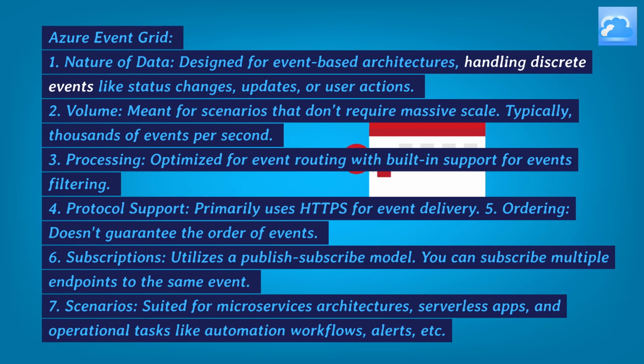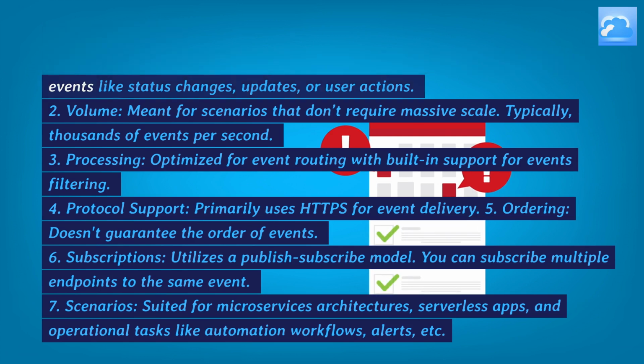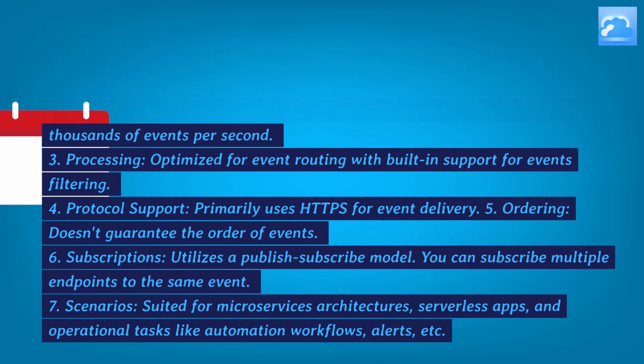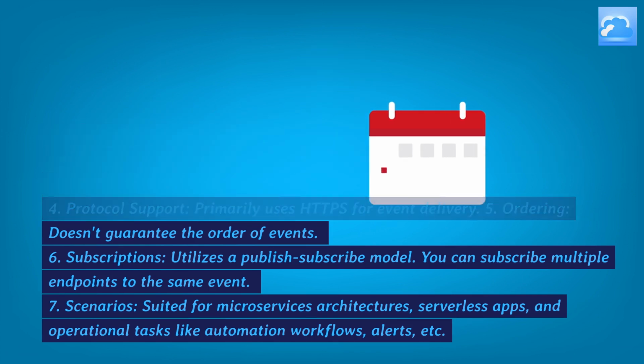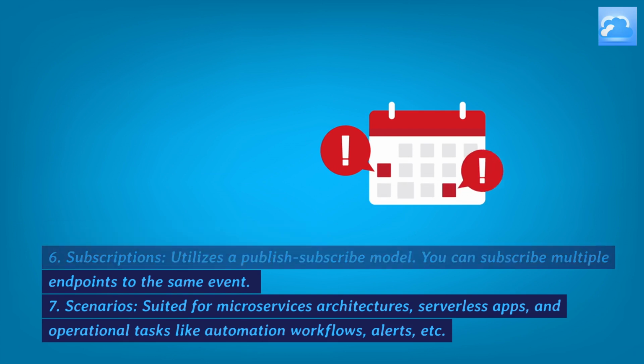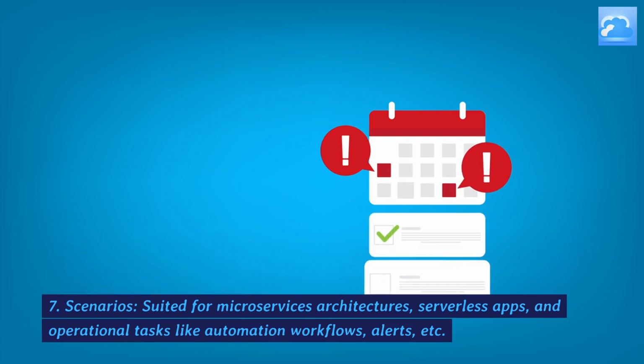4. Protocol support. Primarily uses HTTPS for event delivery. 5. Ordering. Doesn't guarantee the order of events. 6. Subscriptions. Utilizes a publish-subscribe model. You can subscribe multiple endpoints to the same event. 7. Scenarios. Suited for microservices architectures, serverless apps, and operational tasks like automation workflows, alerts, etc.